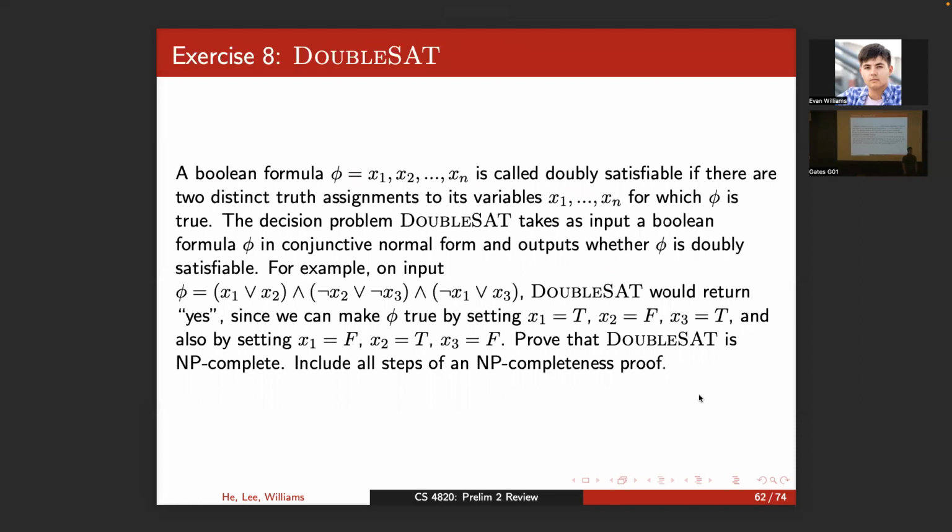Okay, so here's our first practice problem, and I think I made pretty good time on that part of the review. So are there any questions on just general NP-completeness stuff before we go into the practice problems?